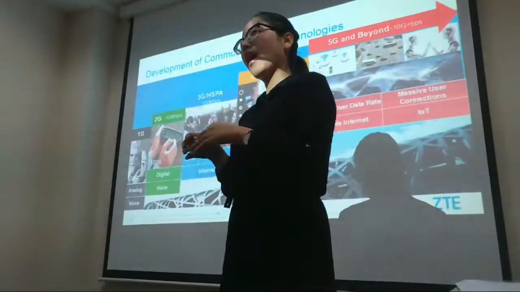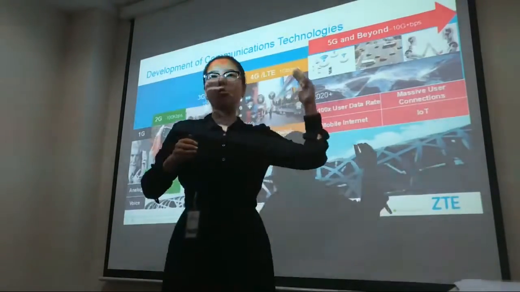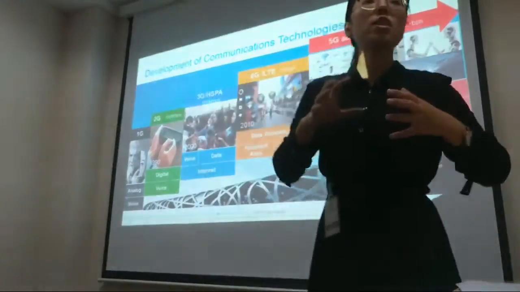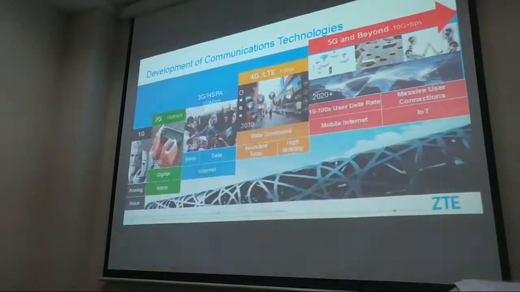Okay, so from 1G to 2G, it changed from analog to digital. From 2G to 5G to 6G, all the communications are digital. For 2G, the first is the GSM, like in 1990. In 2000, we have the 3G. The 3G has many different technologies: CDMA, WCDMA, TD-SCDMA, and even for Wi-Fi, another kind, WiMAX, like this.